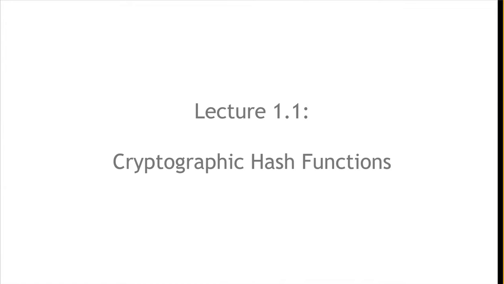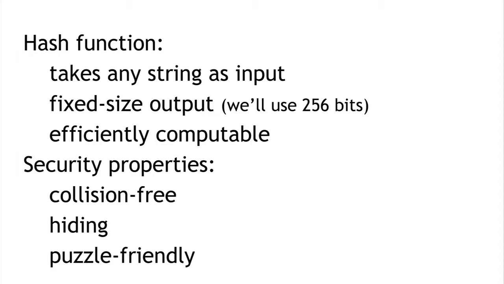In segment 1.1, we're going to talk about cryptographic hash functions. We'll talk about what they are and what their properties are, and then later we'll move on and talk about what their applications are. So a cryptographic hash function is a mathematical function, and it has three attributes that we need to start with.